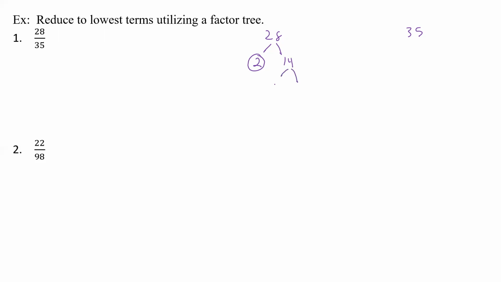And so I'm going to put 2 over here. And 2 times what is 14? Well, 2 times 7. Now I have to kind of know factors that are prime. And well, 7, guess what? That's a prime factor. So I'm done. All right. So what I'm going to do is rewrite 28 as 2 times 2 times 7. Okay. And then that's going to be over.